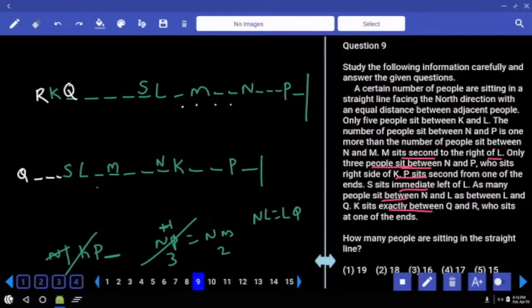Now here in this one, 1, 2, 3, 4, 5, 6, 7, 8, 9 would then be between Q and N. And K sits exactly between Q and R. There must be 9 persons between K and R. K and R, 9 persons, is it possible? No, this case is ruled out. And R sits at one of the extremes, this is also fixed.